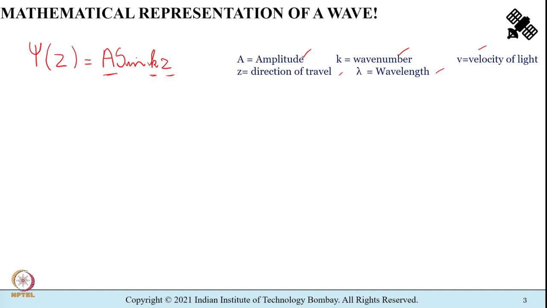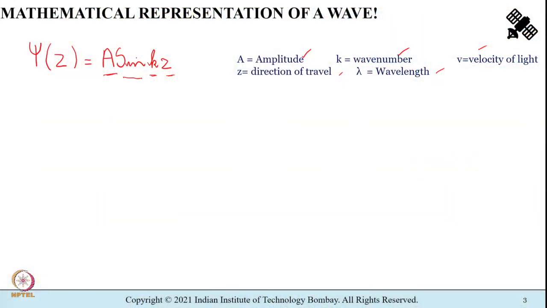We already discussed what amplitude is: the maximum disturbance of a wave. Remember, A is not from the maximum to the minimum; it is the distance from the axis to the maximum height of the wave. And we know that the sine function can have values between plus 1 and minus 1. So, the maximum value of psi of z is going to be A, isn't it?